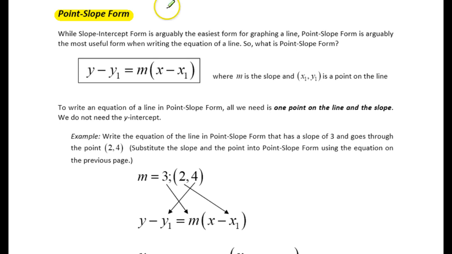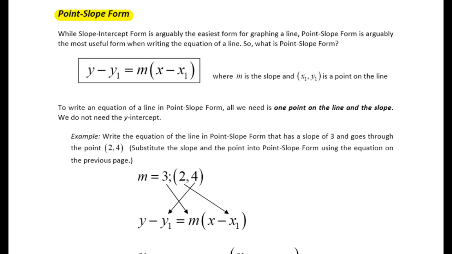Alright, but what if we don't have those things? Okay? Then we would have to use point slope form, and the name tells you why you're going to use it: if you have a point and a slope. Alright, so like it says here, while slope intercept form is arguably the easiest form for graphing a line, point slope form is arguably the most useful form when writing the equation of a line. So what is point slope form?